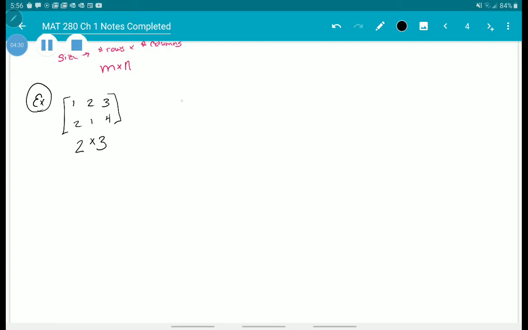Now we could identify any entry at any point in there. Suppose we want the entry that is in A23. Well, we are looking for the one that is in the second row and in the third column. So the second row is here, the third column is here, and that entry is 4. So the number 4 is in the A23 slot of the matrix.